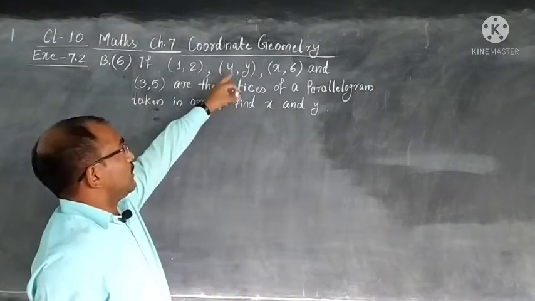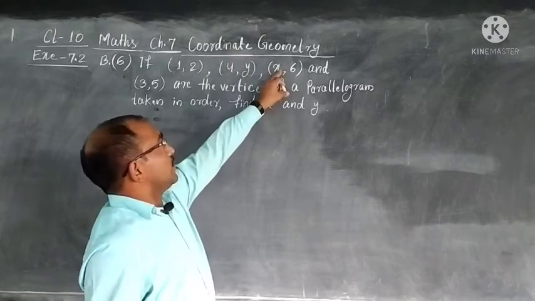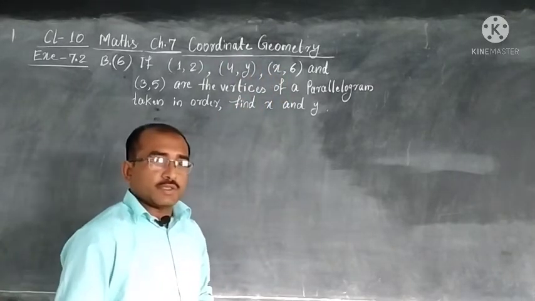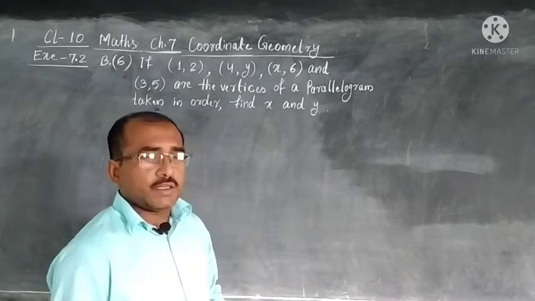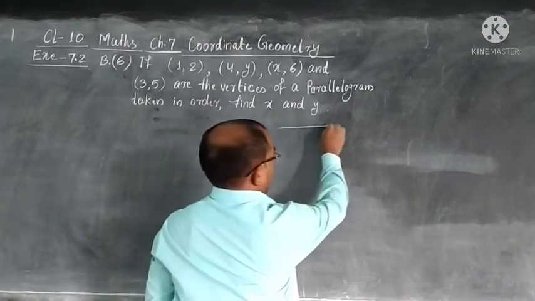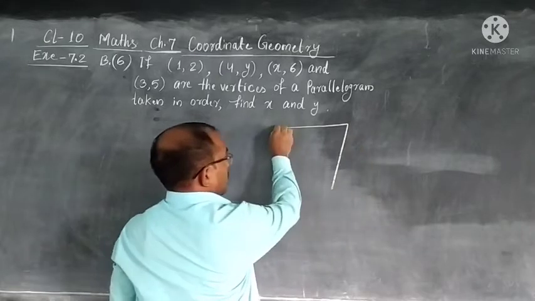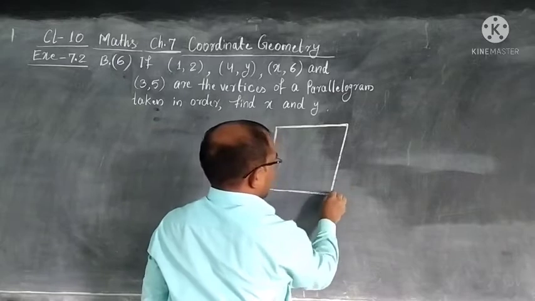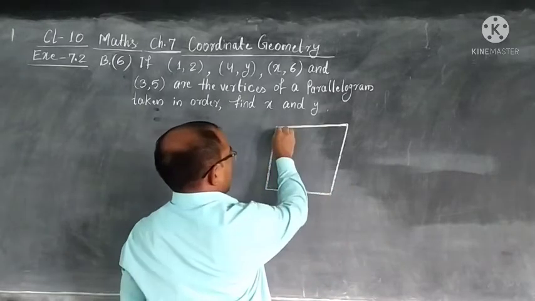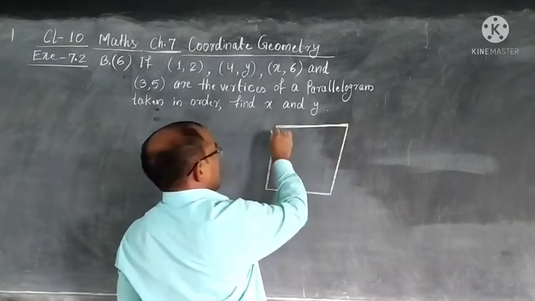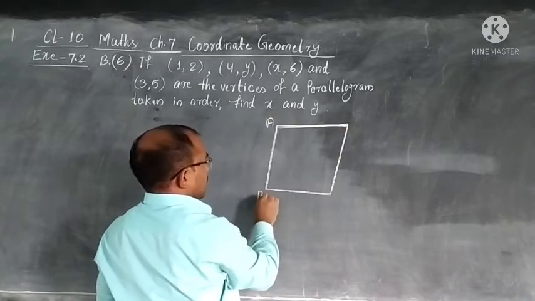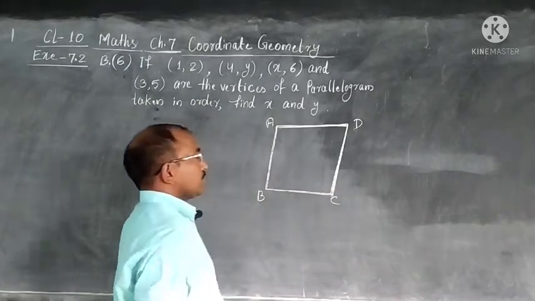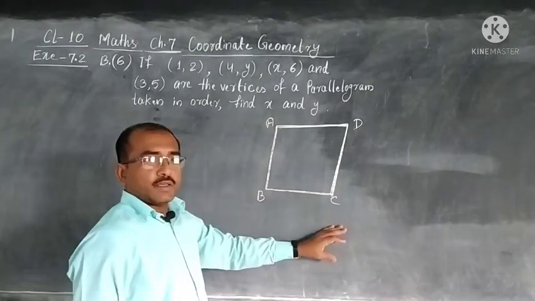So these values of x and y are not given, we have to find them out. But the question is saying that these are the vertices of a parallelogram, and we all know a parallelogram is a quadrilateral. So we just draw a parallelogram, a rough diagram is needed. Mark A, B, C, D as the four vertices of this parallelogram.